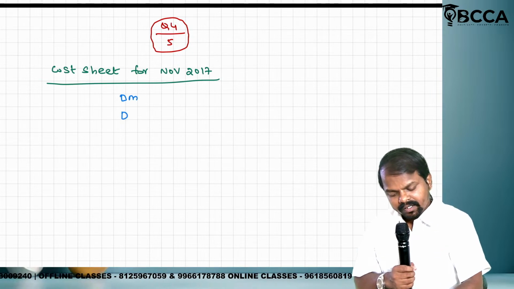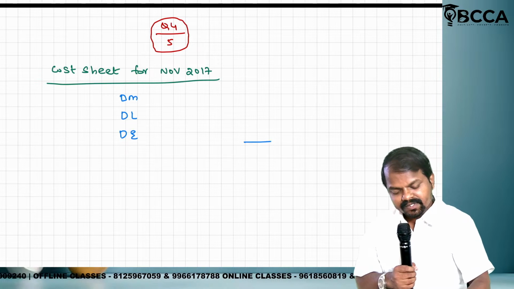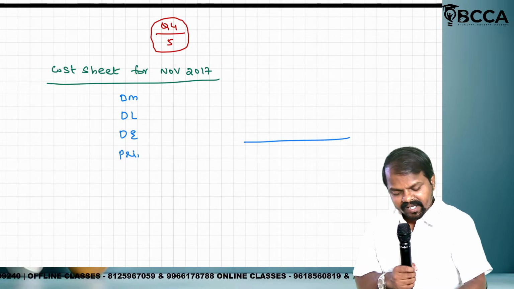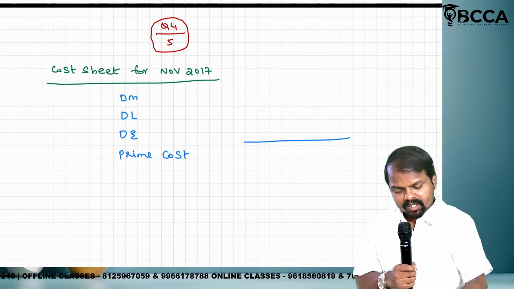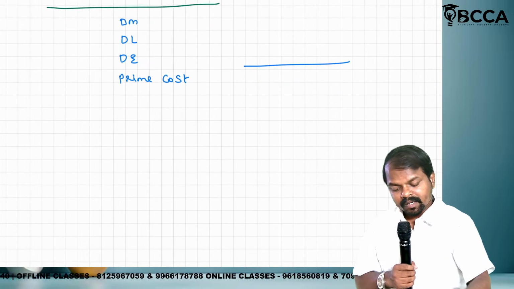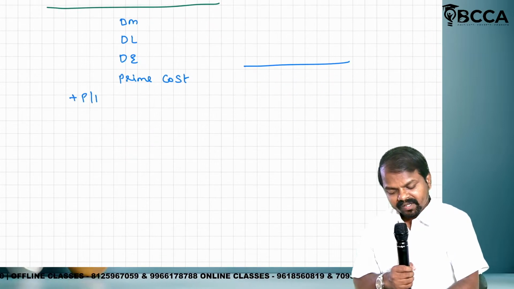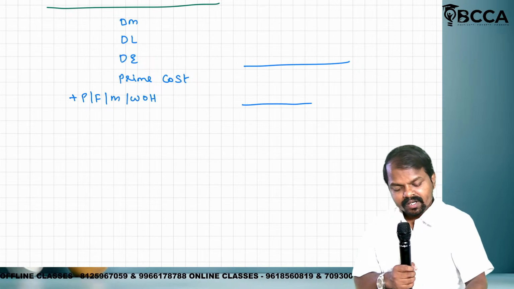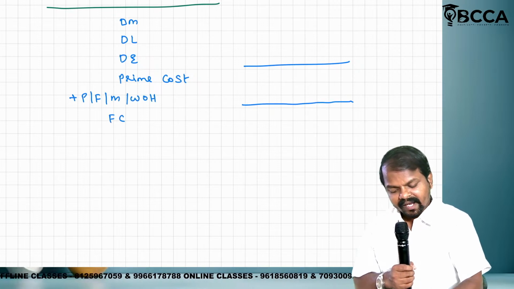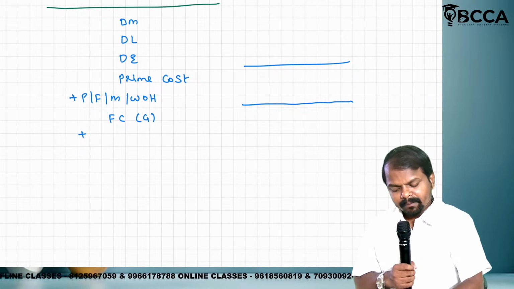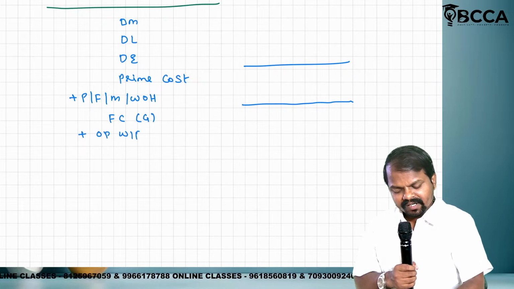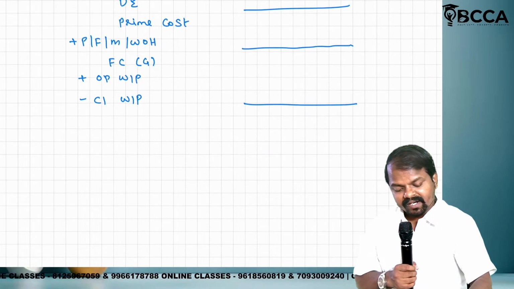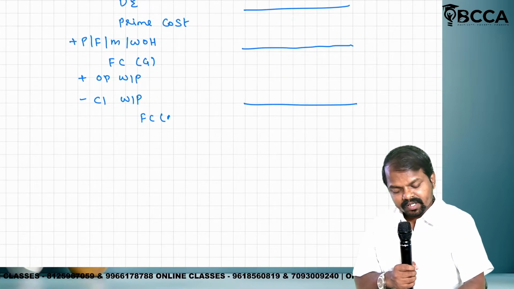Direct material, direct labor, direct expense. Result shall be referred to as prime cost. Correct, my dear friend? Plus P, F, M, W, OH. Result shall be referred to as factory cost gross, plus opening stock of work in progress, minus closing stock of work in progress. Result shall be referred to as factory cost net, plus AOH.